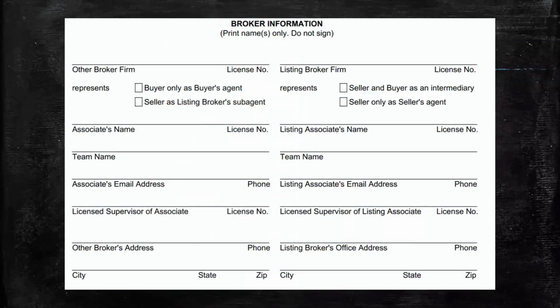So let's take a look at a pretty rare circumstance, actually, when we have a sub-agent. When we have a sub-agent, we're dealing with two separate brokerages. So we're back to the top of the page where we would have the listing broker and the listing agent on the right-hand side of the page, and we would have the sub-agent's brokerage and all of their information on the left-hand side of the page.